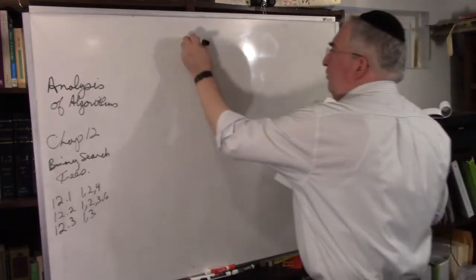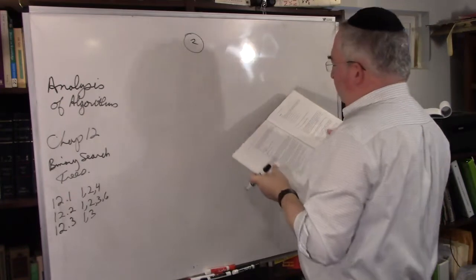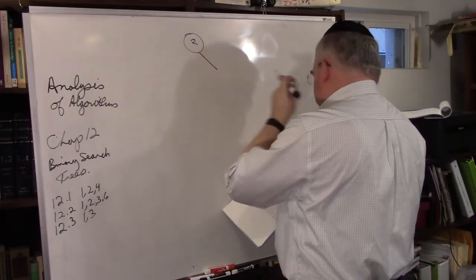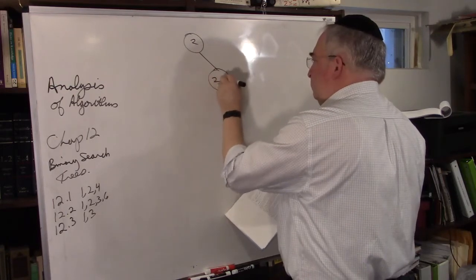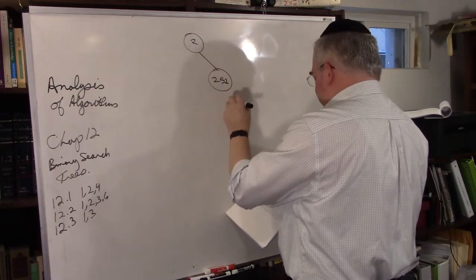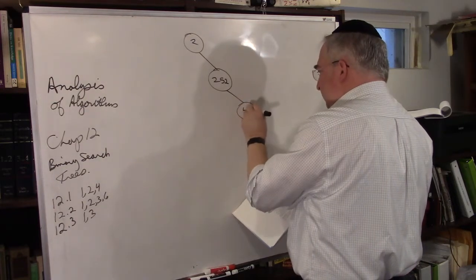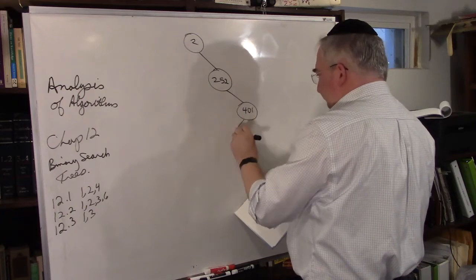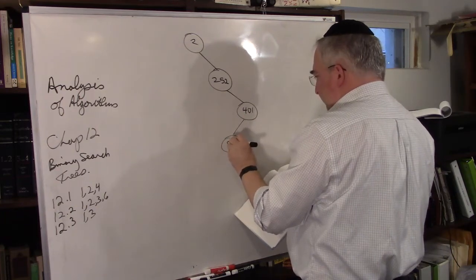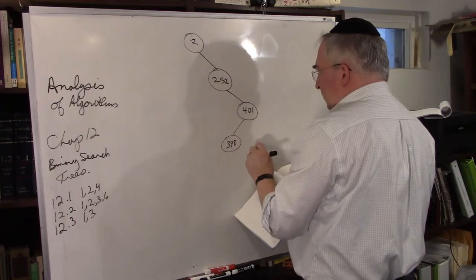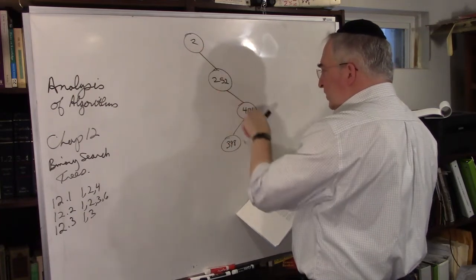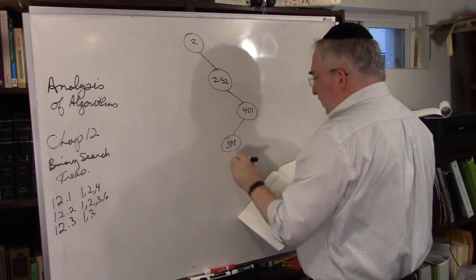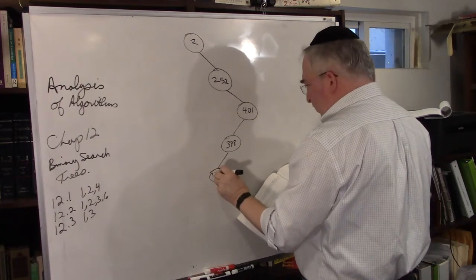Start off with 2. It's a bad thing to start off with, but fine. Then you go to 252, which is this way. Then you're going to go to 401, which is this way. Then you're going to go to 398, which is less than him. You are not allowed to go beyond 401 anymore. Then you're allowed to go to 330.